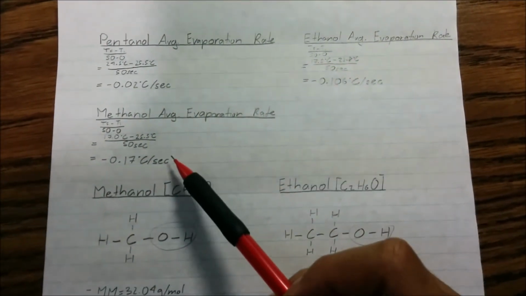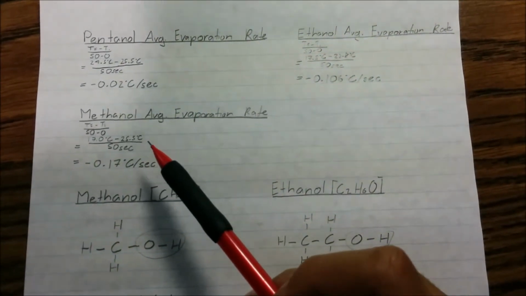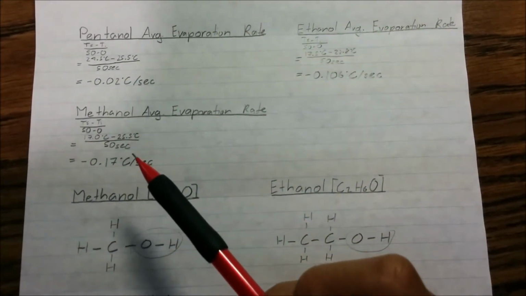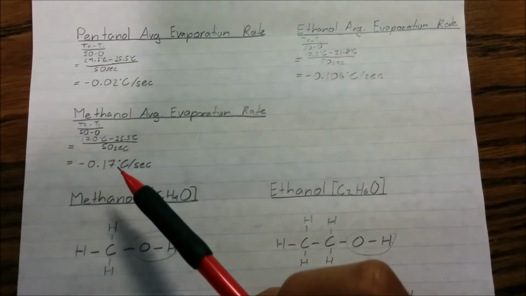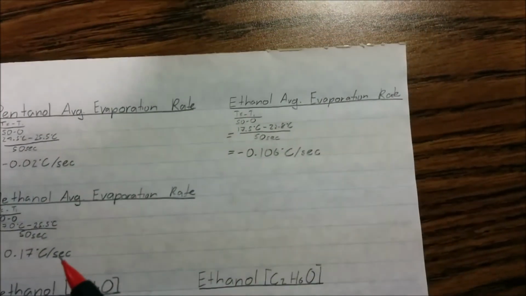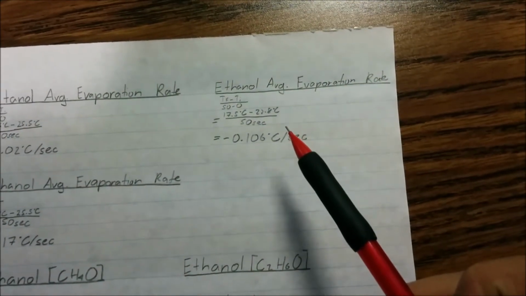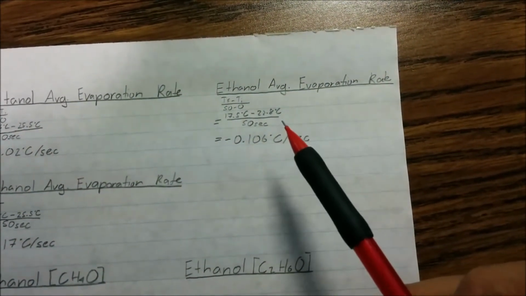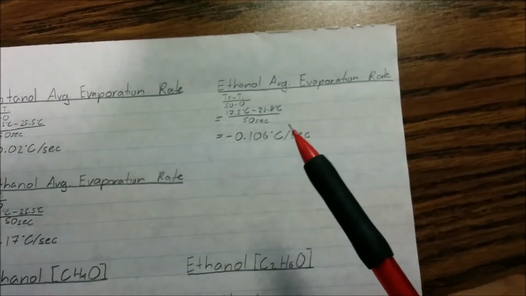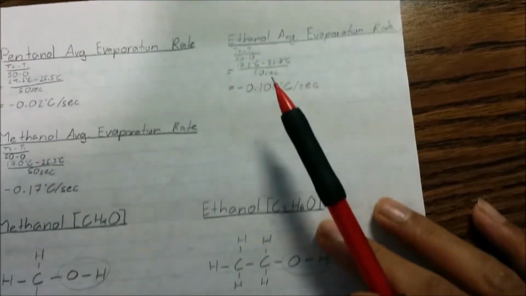For methanol, we found that over 50 seconds, the temperature changed from 25.5 degrees Celsius to 17 degrees Celsius, resulting in an average evaporation rate of negative 0.17 degrees Celsius per second. And finally, for ethanol, we found that over 50 seconds, the temperature changed from 22.8 degrees Celsius to 17.5 degrees Celsius, resulting in an average evaporation rate of negative 0.106 degrees Celsius per second.